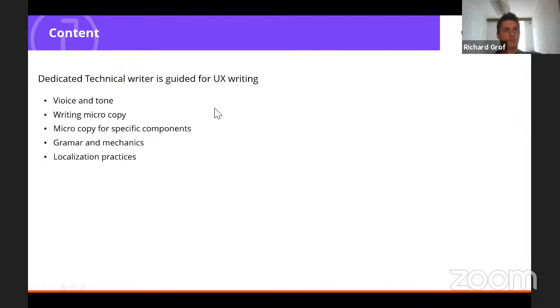We also worked on our content strategy, because before that we had only, I would say, a grammar and mechanics section, which was partly maintained by technical writers and UX designers, but it wasn't enough. We need to introduce some UX writing and train a dedicated technical user, which we are collaborating on, getting the message across between the user experience and technical documentation teams.